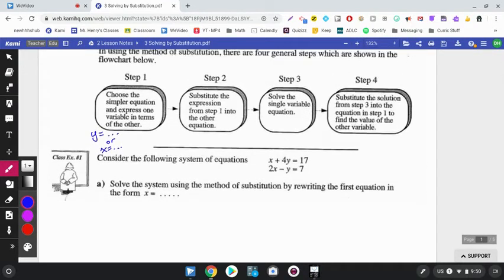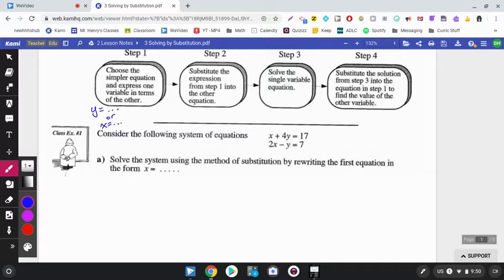Let's actually solve. Question 1, we're going to do the same question twice, and I've got it all spread out. Solve the system using the method of substitution by rewriting the first equation to form x equals. Whenever I do substitution, I start by labeling equation 1 and equation 2, because throughout this process I'm rearranging and making the equations look different, but I always want to remember this is equation 1, this is equation 2. Step 1 is choose the simpler equation and express one of the variables in terms of the other.